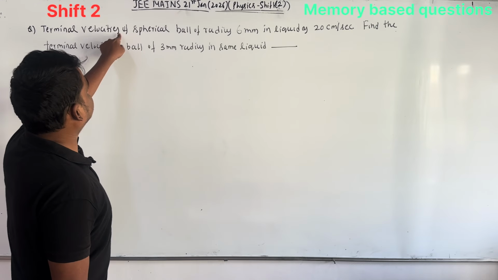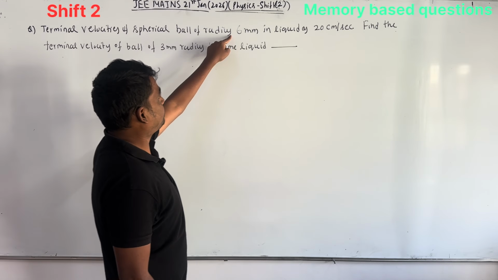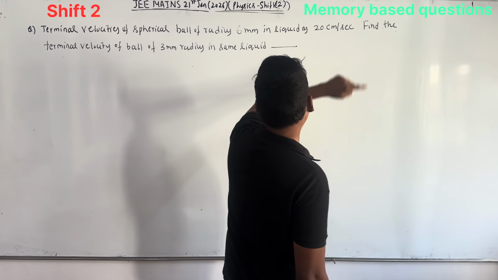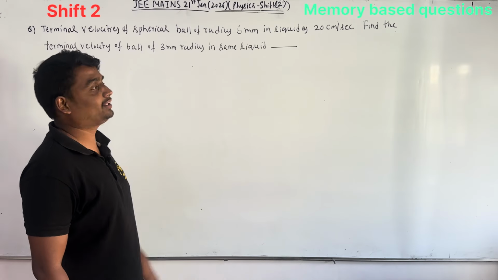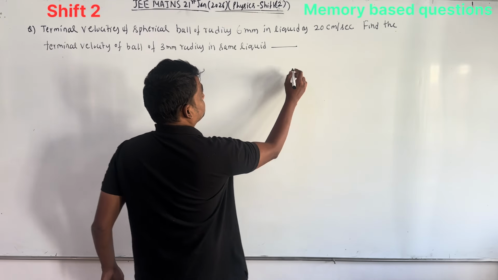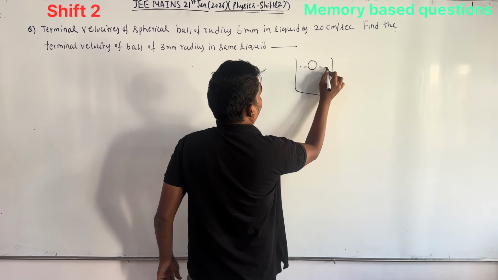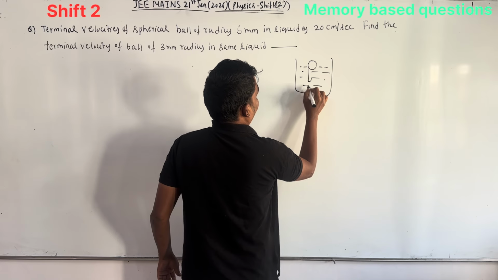The terminal velocity of a spherical ball of radius 6 mm in a liquid is 20 centimeter per second. Find the terminal velocity of a ball of 3 mm radius in the same liquid, they are asking. So for the terminal speed of a body going in a fluid, what terminal speed will it acquire? V terminal.